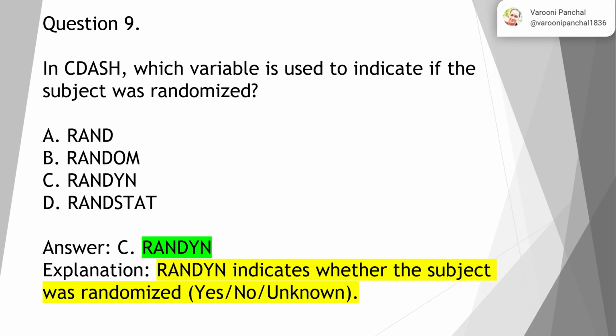Question 9. In CDASH, which variable is used to indicate if the subject was randomized? Now option A says RAND. So this is not the right answer. Option B says random. This is also not the right answer. Now RNDSTAT is nothing but the randomization status. So this is also not the right answer. Now the question is whether the subject was randomized, yes or no. So when you see this, this is my Y and N. So the correct answer is C. So RANDYN indicates whether the subject was randomized, yes, no or unknown.